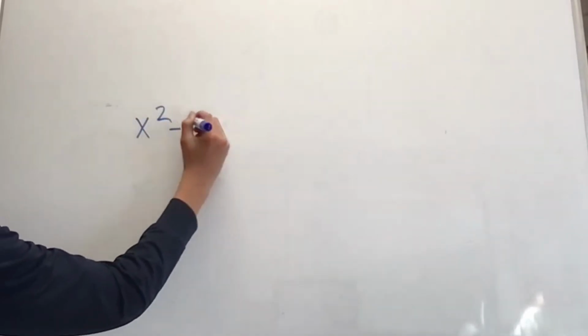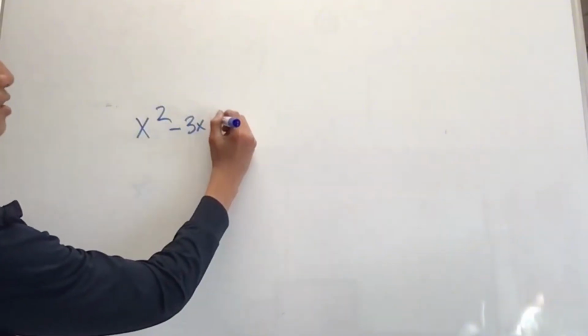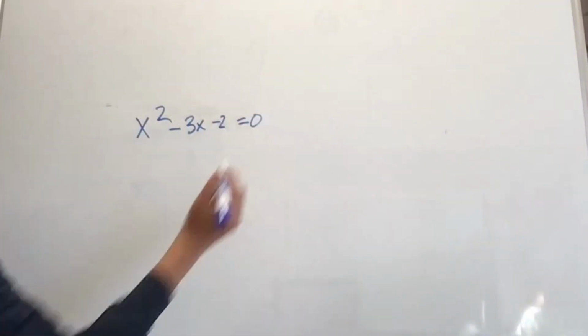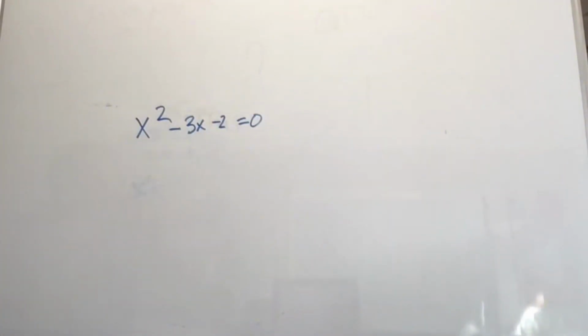Let's try a more difficult problem, however. Let's say we have x squared minus 3x minus 2 equals 0. At first, we might not know how to solve this equation as there is no obvious answer. That is where the quadratic formula comes in.